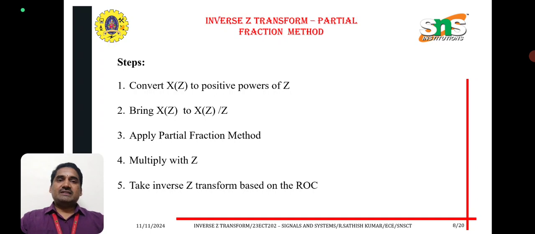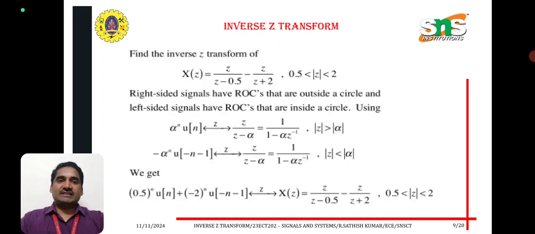Next one, inverse Z transform by using the partial fraction method. These are the steps to follow. Convert X(z) to positive powers of z. Bring X(z) to X(z) by z. Apply the partial fraction method. Multiply with z. Take the inverse Z transform based on the ROC.